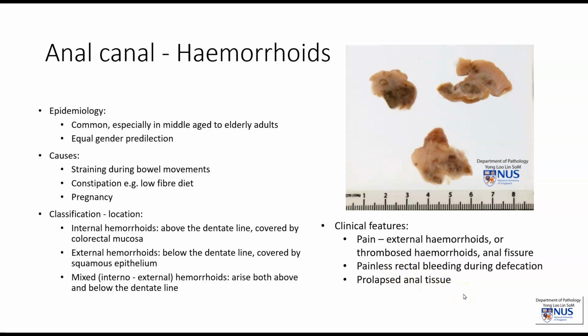Clinically, these may be painless or painful, and usually there is a polypoid protrusion within the anal canal, and the pain can be associated with the location. For example, external hemorrhoids are innervated by somatic nerves, then there may be pain, or if hemorrhoids are thrombosed, or if there is an associated anal fissure, which is essentially a tear or a break in the anal mucosa. Sometimes there may be associated rectal bleeding during defecation and also prolapse of the anal tissue out of the anal canal.